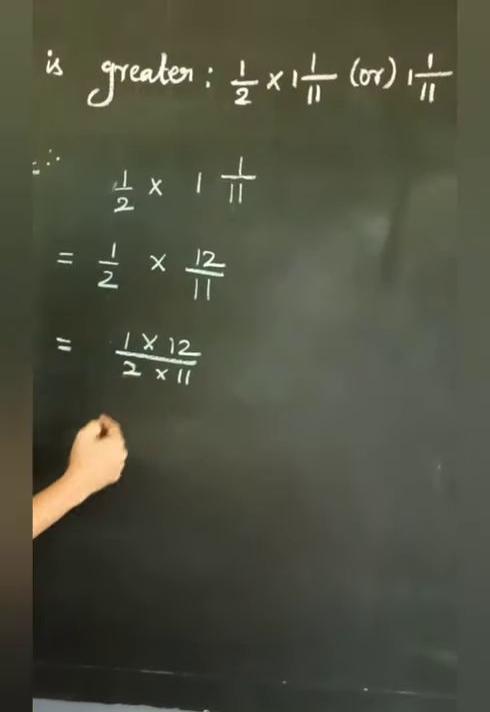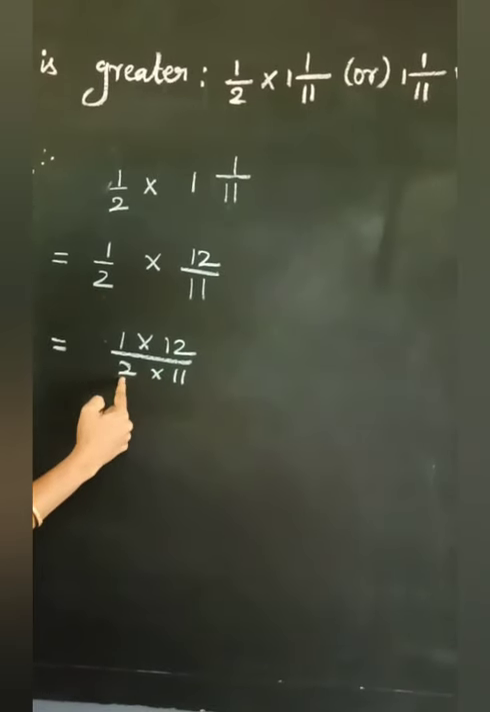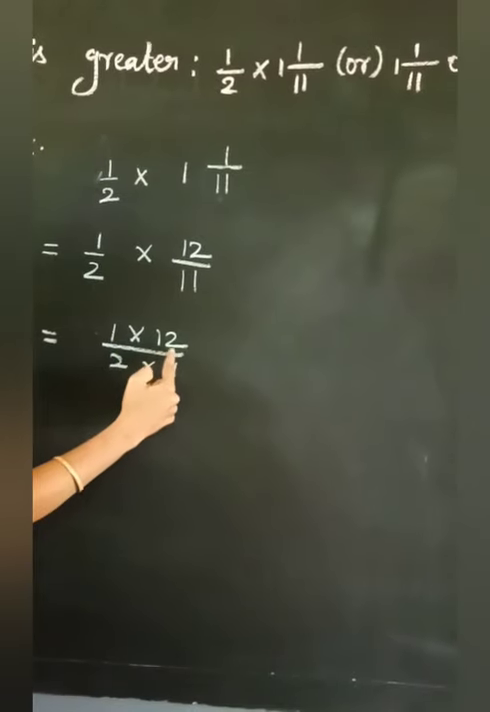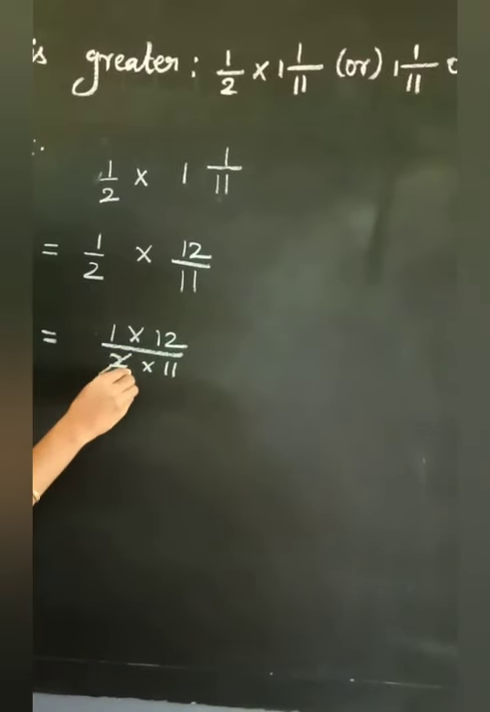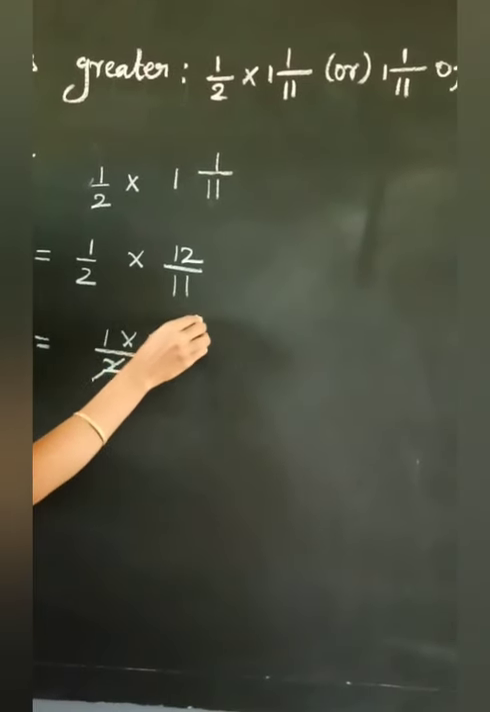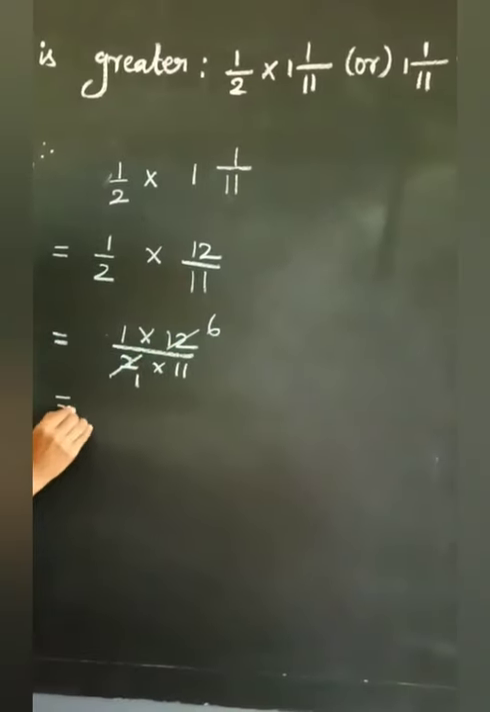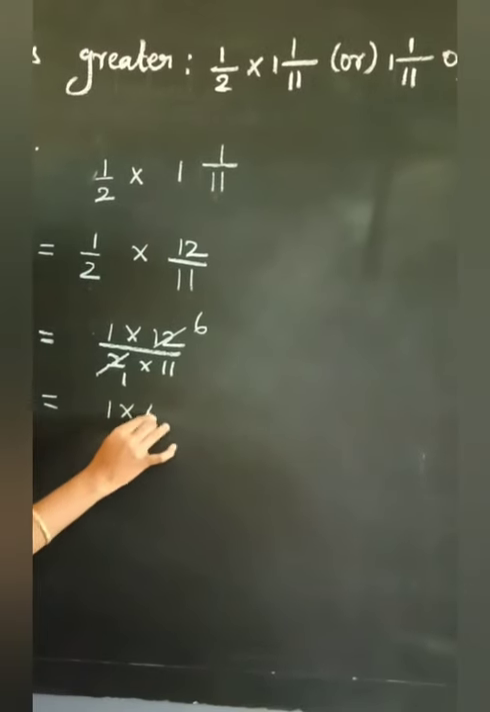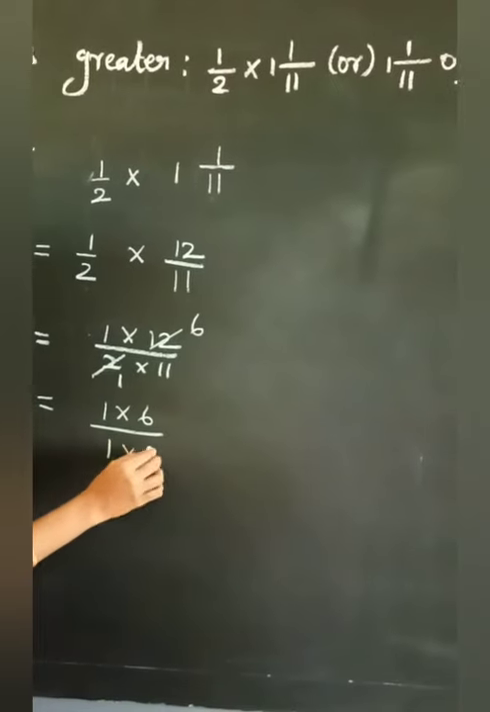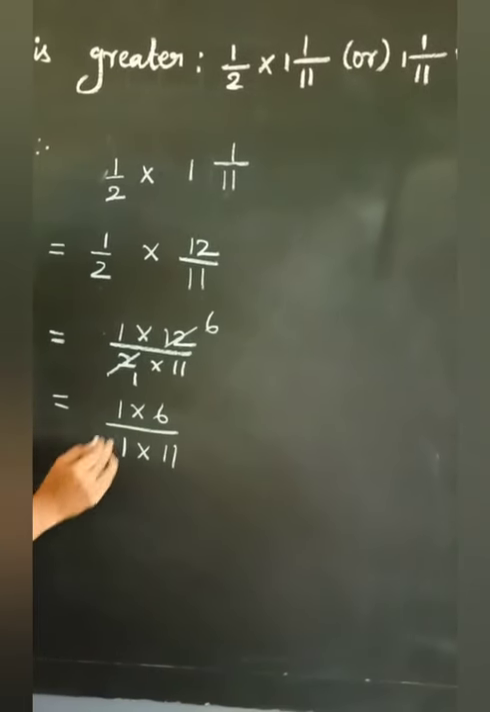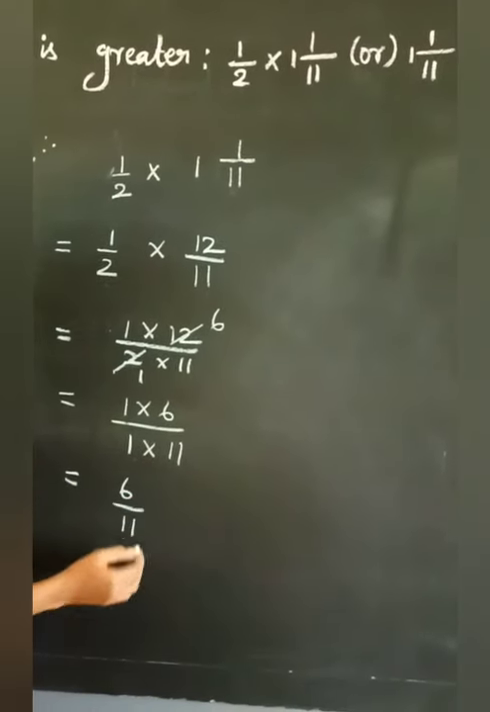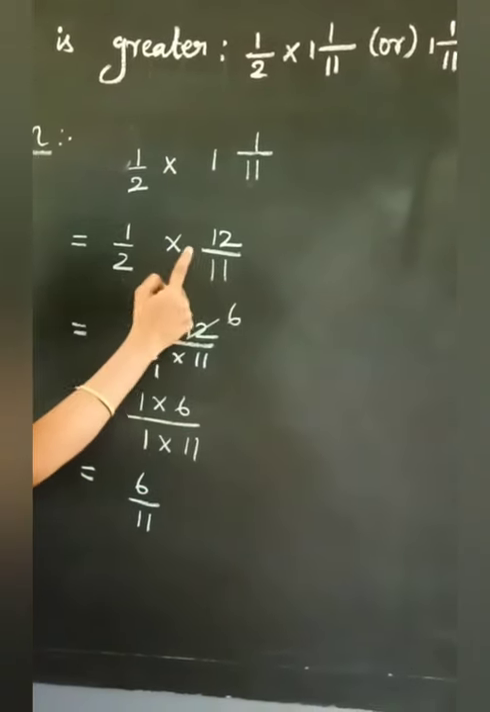Now it is possible to cancel, simplify this one. In 2 table it is possible to cancel this one? No. Next possible is 12. In 2 table 2 how many times? 1 times. In 2 table 12 how many times? 6 times. Which is equal to 1 into 6 divided by the denominator is 11 into 1, 11. Which is equal to 1 6s are 6, divided by 1 11s are 11. This is the simplification for this fraction.